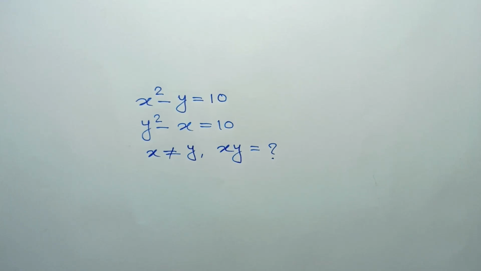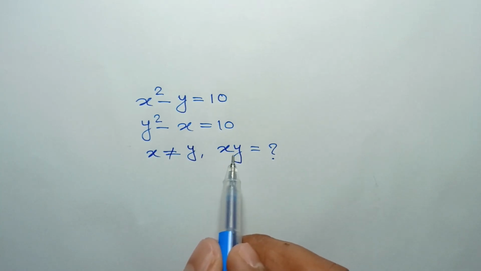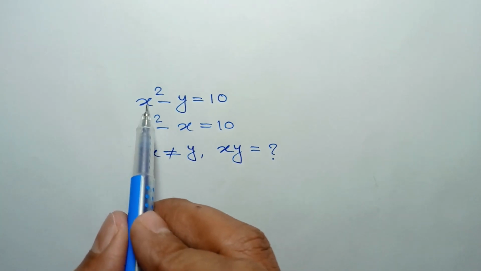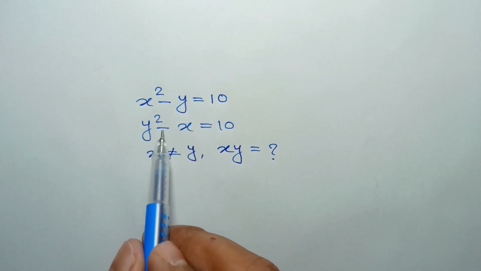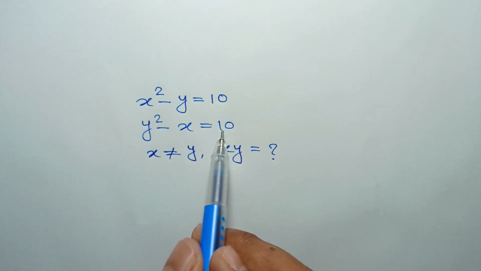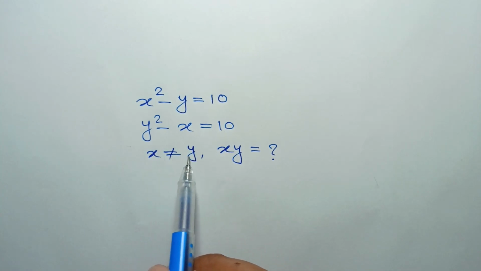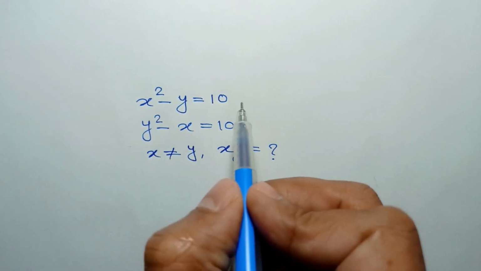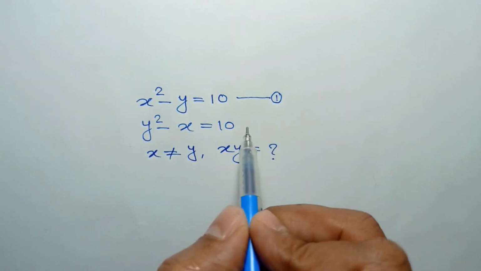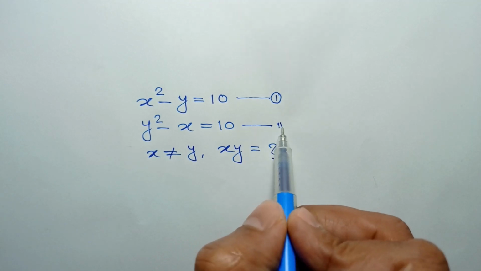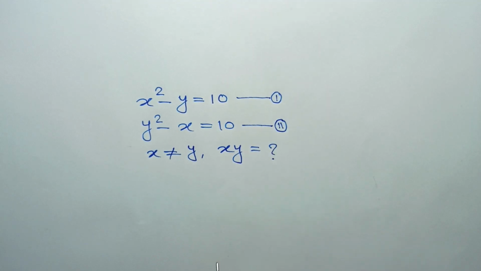Hi everyone, in this video I am going to show how to find the value of xy where x² − y = 10, y² − x = 10, and x is not equal to y. Let's call the first equation 1 and the second equation 2.